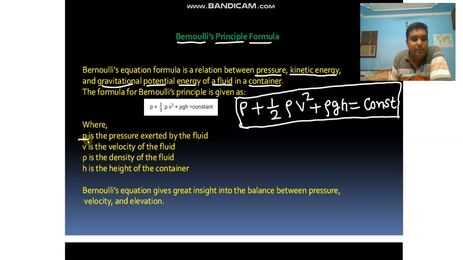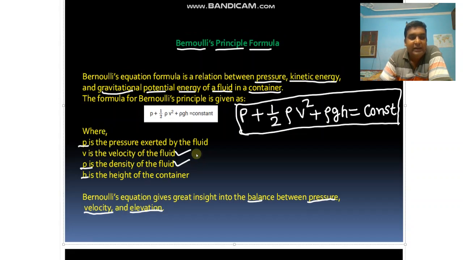Here P means the pressure exerted by the fluid, V is the velocity of the fluid, rho is the density of the fluid, and h is the height of the container. So Bernoulli's equation gives great insight into the balance between pressure, velocity, and elevation. Alright, so hope you understand the Bernoulli's principle formula. Let's move on to the next topic.